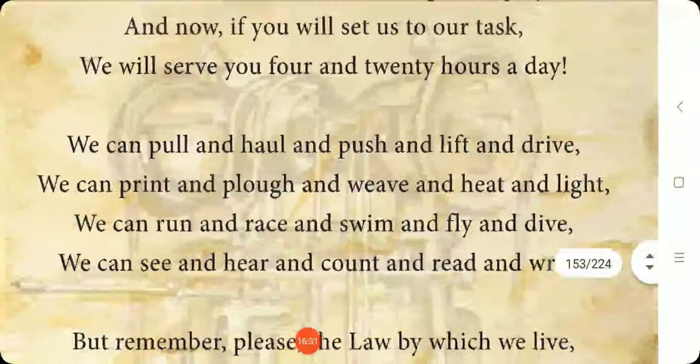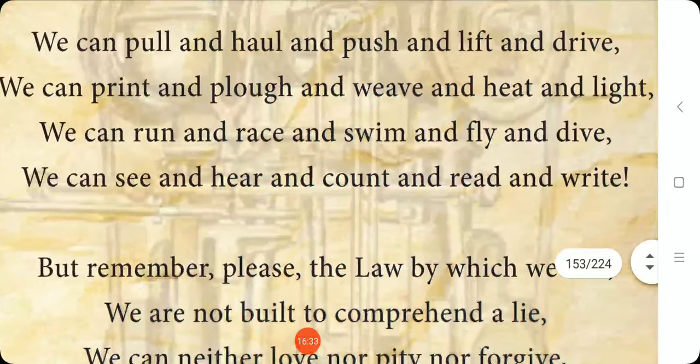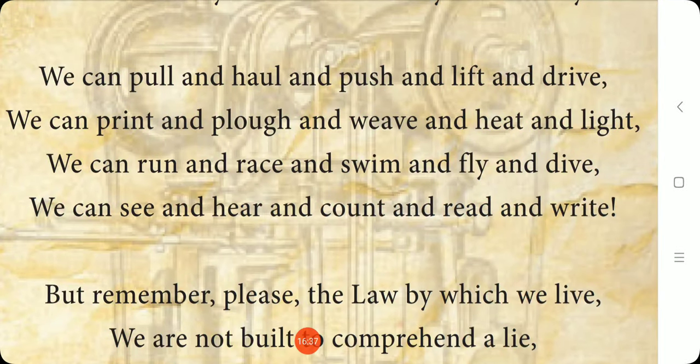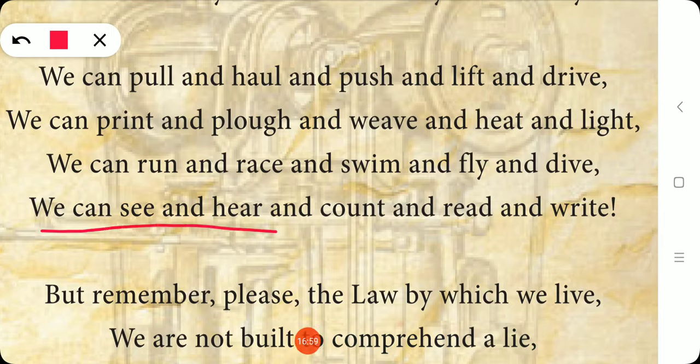Next, let us go for the third stanza. We can pull and haul and push and lift and drive. We can print and plow and weave and heat and light. We can run and race and swim and fly and dive. We can see and hear and count and read and write. Okay, so in these lines we have seen already what is meant by imagery.